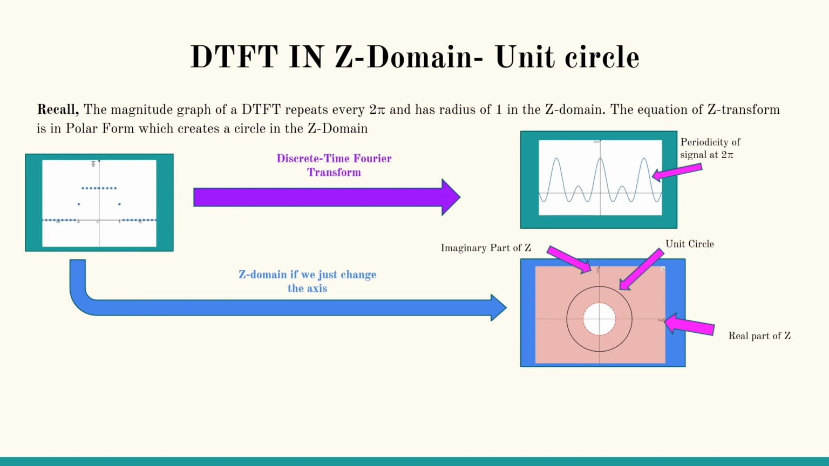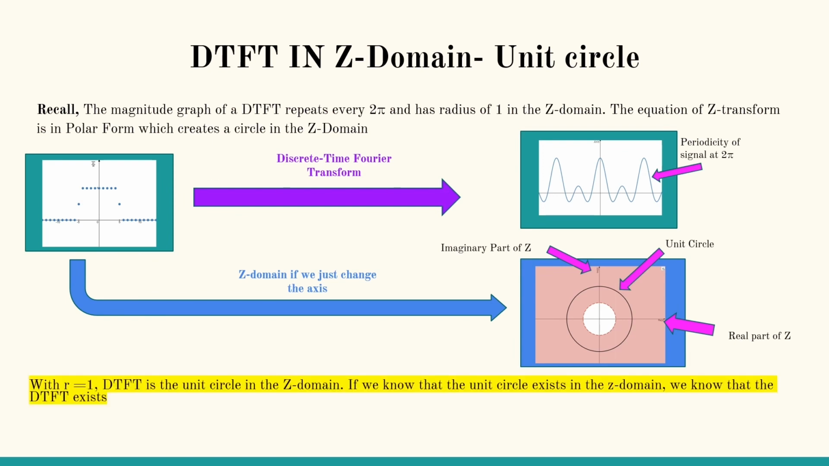The unit circle is inside the region of convergence. With r equals 1, the DTFT is the unit circle in the z-domain. If we know that the unit circle exists in the z-domain, we know that the DTFT exists. And when talking about system analysis, a system is stable when the unit circle is in the region of convergence.